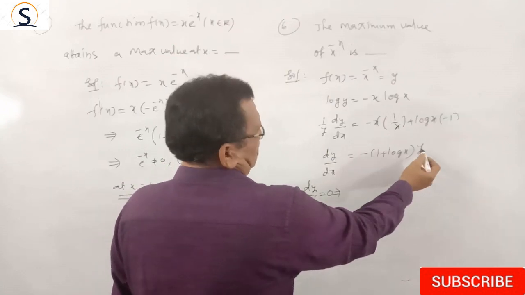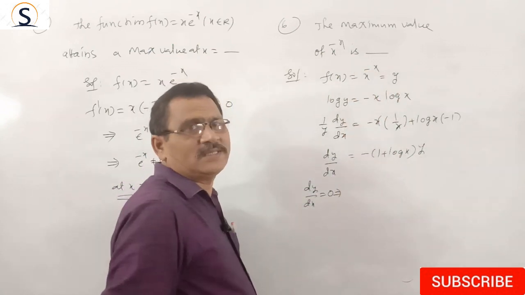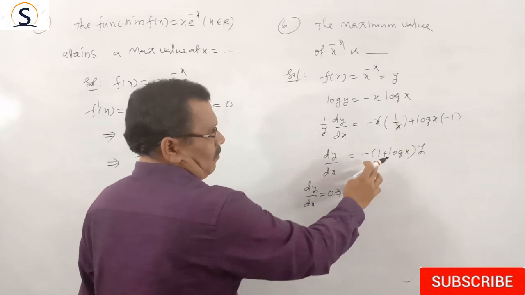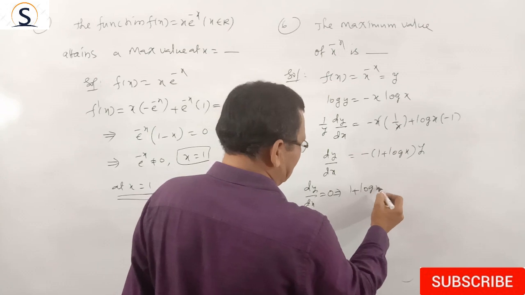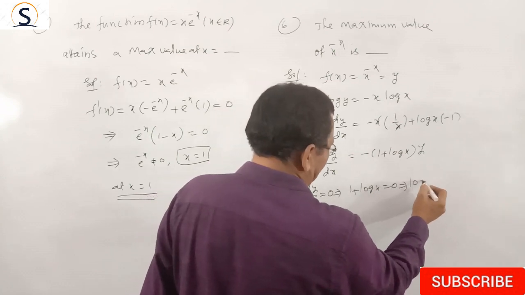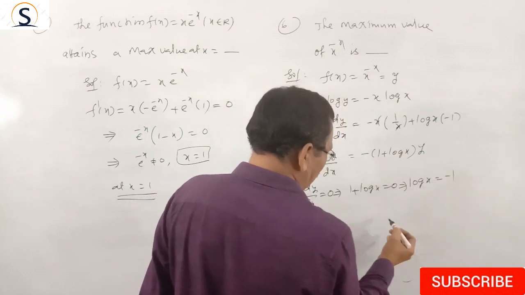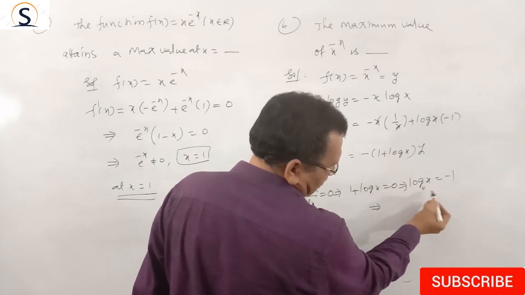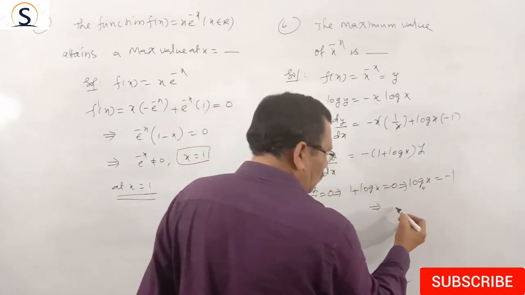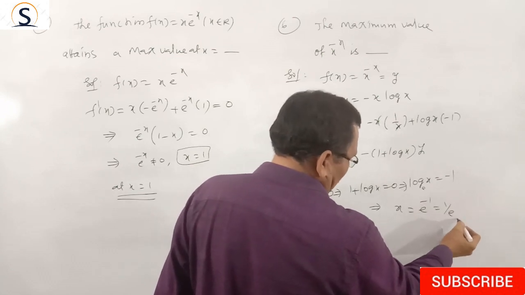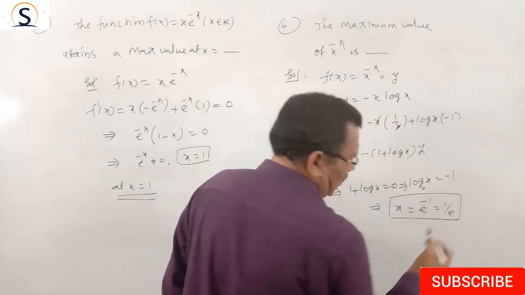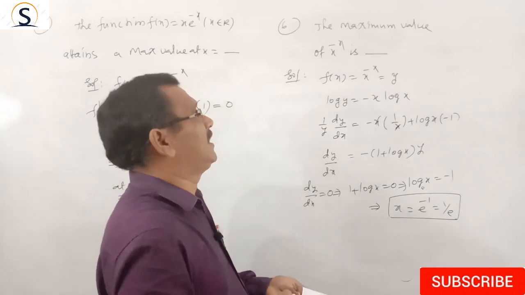That implies this y, which is nothing but x to the power of minus x, will not be 0. So 1 plus log x becomes 0. 1 plus log x is equal to 0 implies log x is equal to minus 1. Log x means to base e. Therefore, x value is equal to e to the power of minus 1. This is nothing but 1 by e. So, we got only a single value for x.